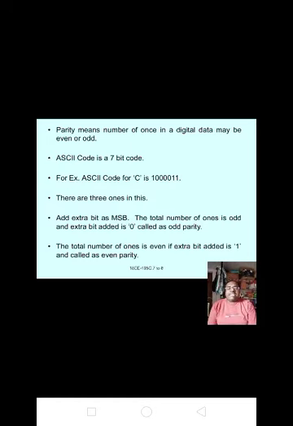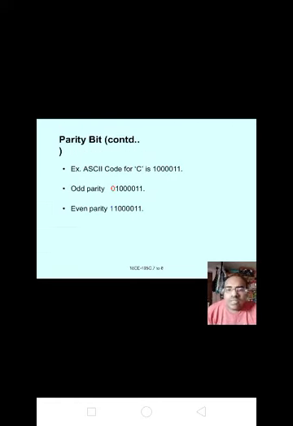Here add an extra bit as MSB. The total number of ones is odd and the extra bit is 0. That is called odd parity. The total number of ones is even if the extra bit added is 1, then it is called even parity. ASCII code for C is 1 0 0 0 0 1 1. Odd parity is 0 1 0 0 0 0 1 1. Even parity is 1 1 0 0 0 0 1 1.